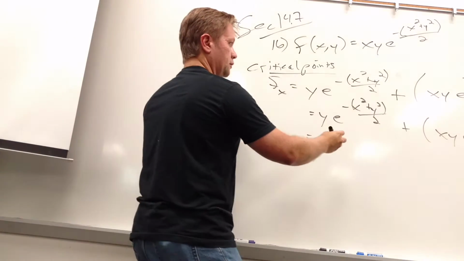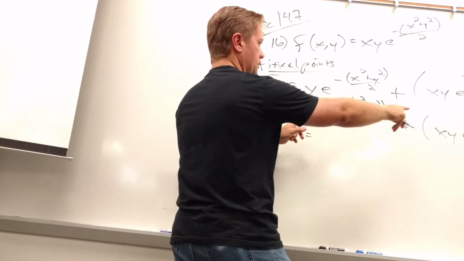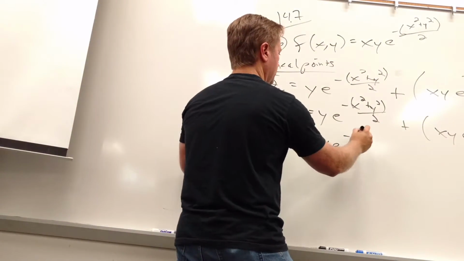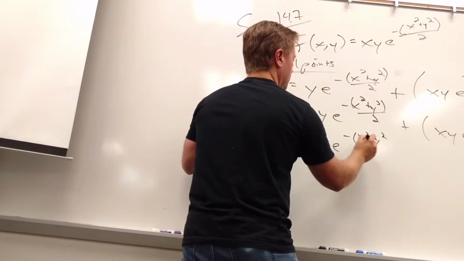So let's see. What can we do with this beautifulness? We can take out a y e to the negative (x squared plus y squared) over 2.